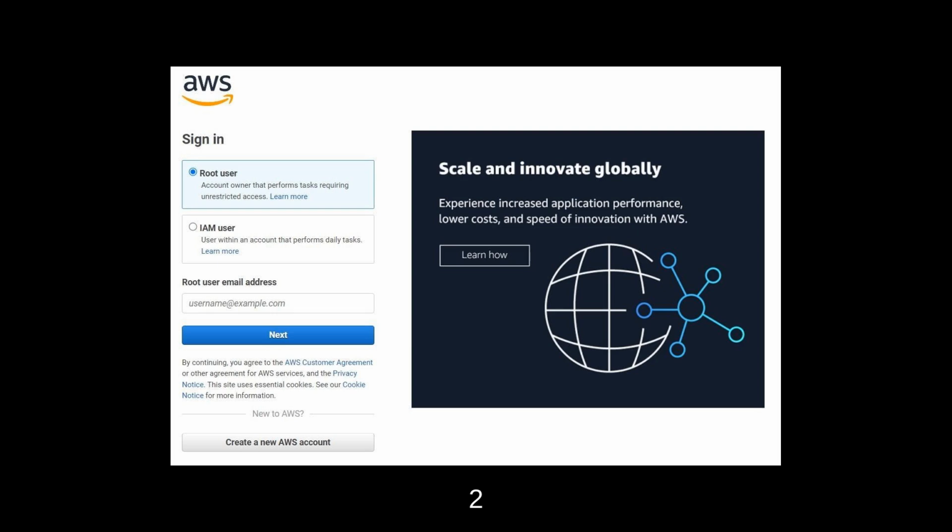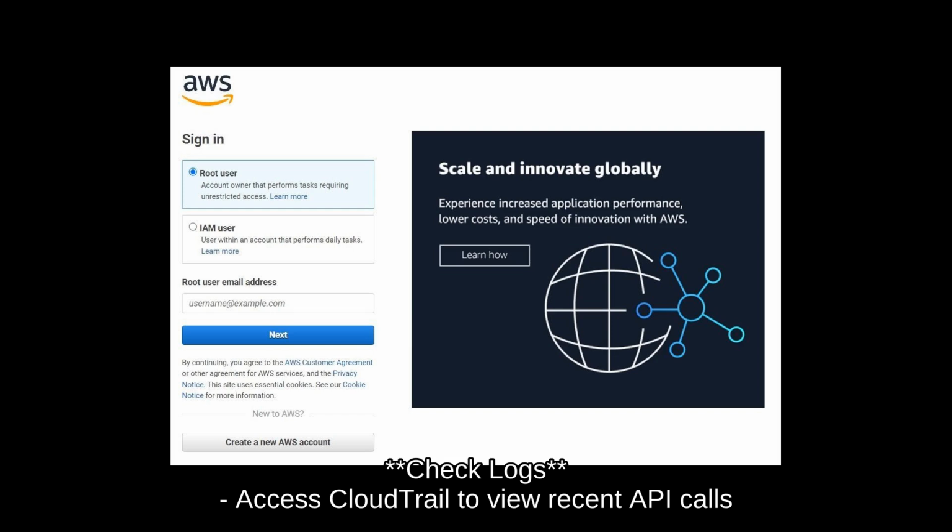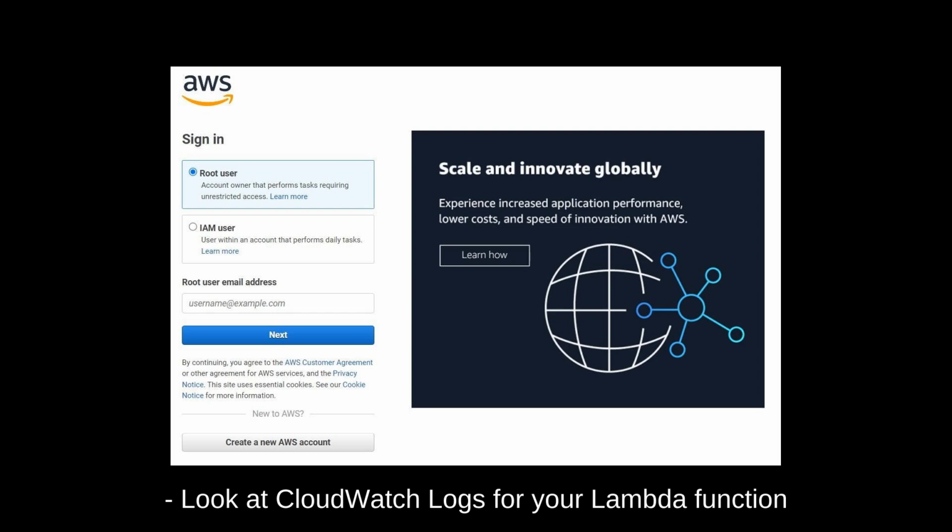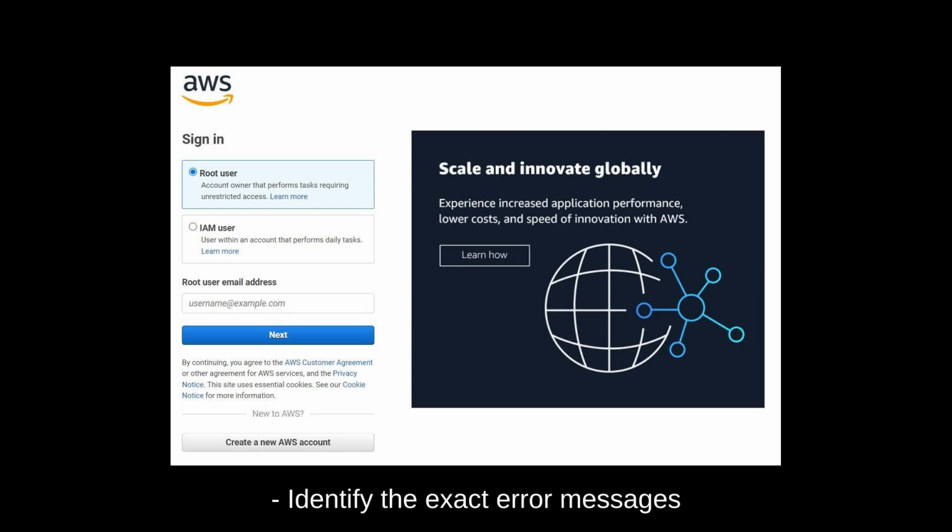2. Check logs. Access CloudTrail to view recent API calls. Look at CloudWatch logs for your Lambda function. Identify the exact error messages. Are they timeouts, 500 errors, or something else?